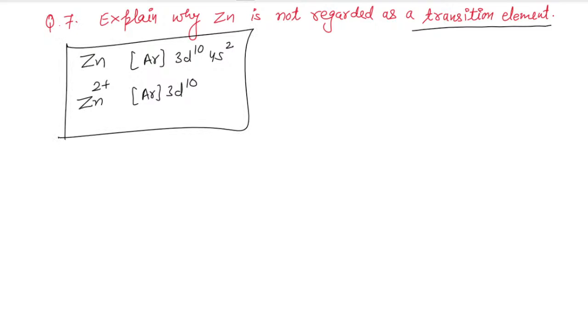That's why zinc is not regarded as a transition element, because it does not fulfill the criteria of a transition element, which must have incompletely filled d orbitals in its ground state or in any of its oxidation states. So zinc has fully filled d orbital. It does not have partially filled d orbital in its ground state or in its oxidation state. Okay. Now question number 8.